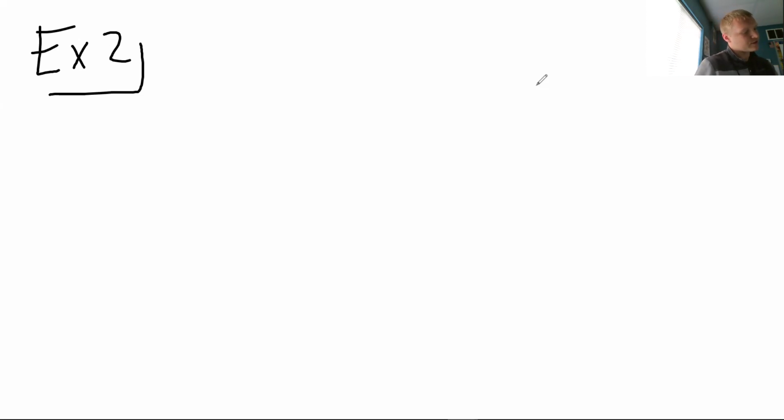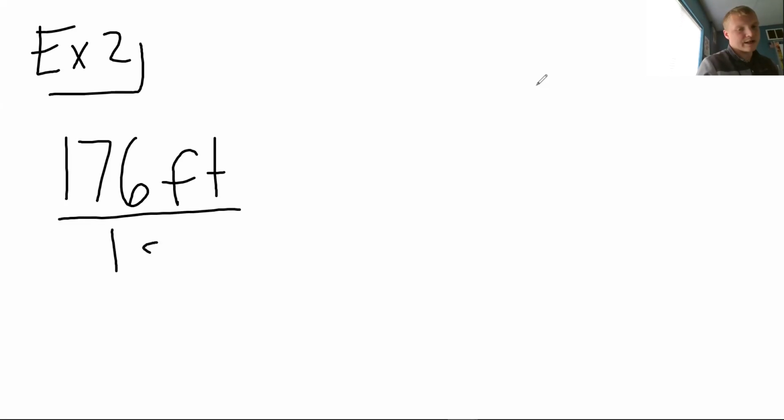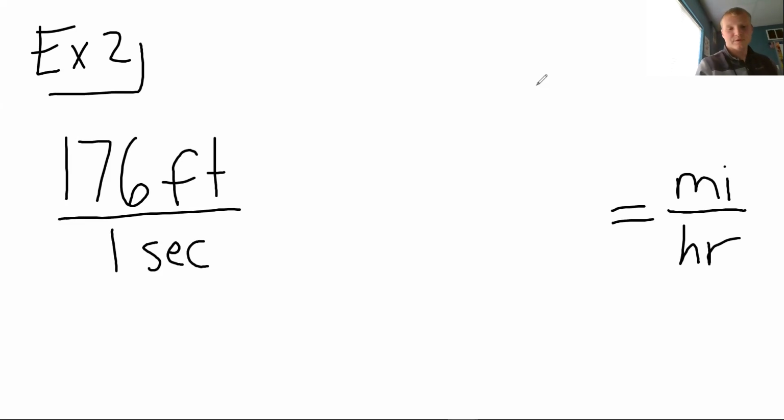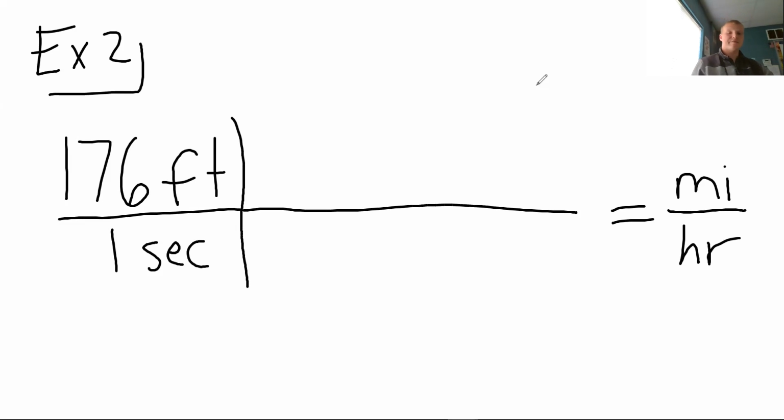So first and foremost, I'm going to write the 176. It said feet per second, so feet will be on top over 1 second. And so my end goal is going to equal miles per hour. So I'm going to do a 2-step conversion here, miles per hour. Okay, so 176 feet divided by second. So I need to change both my feet and my second.